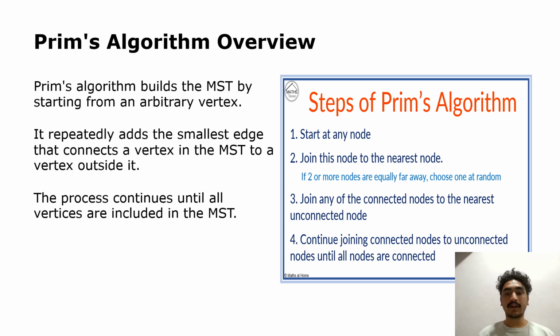Steps of Prim's algorithm. Start at any node. Join this node to the nearest node. If two or more nodes are equally far away, choose one at random. Join any of these connected nodes to the nearest unconnected node. Continue joining connected nodes to unconnected nodes until all nodes are connected.